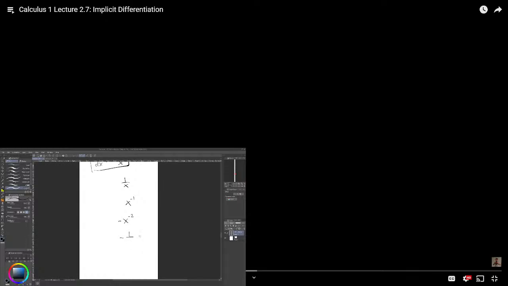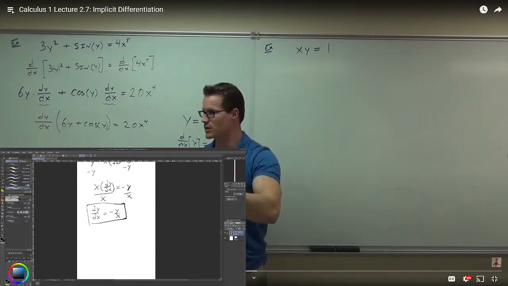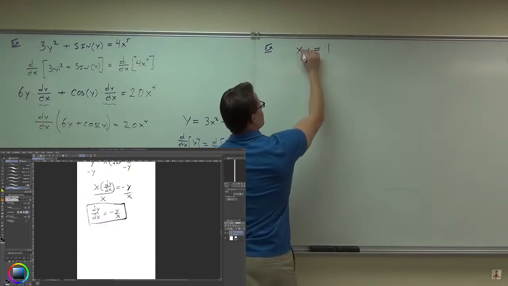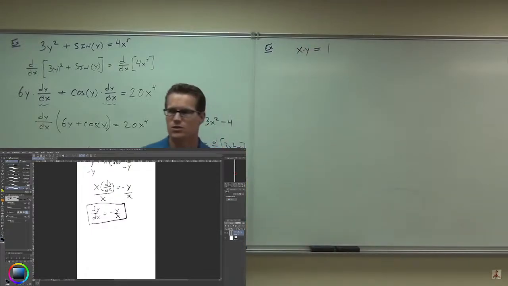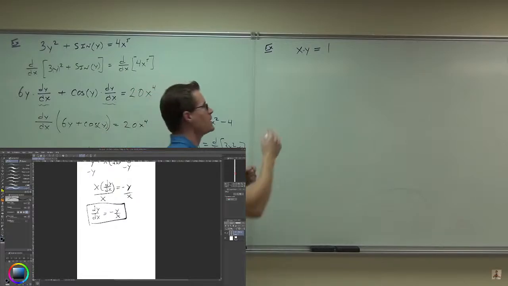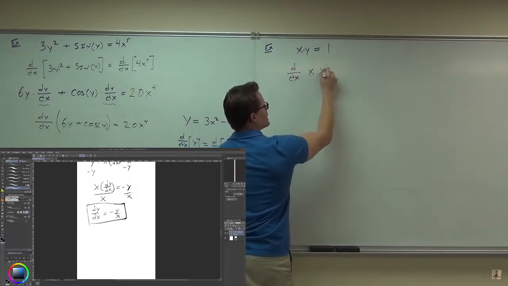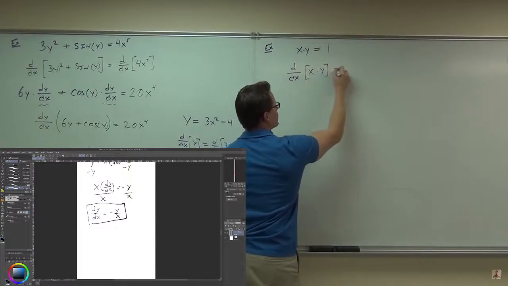Negative 1 over x squared. Okay, I see. That's got to be the same derivative. So here, when you have the product rule, you've got to use it. That's a function of x times a function of x. So we're going to take a derivative of both sides, and you let your d dx do the work for you. You just follow that down.